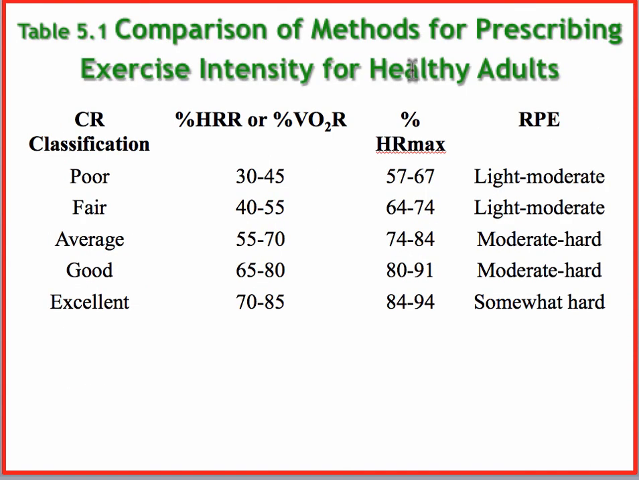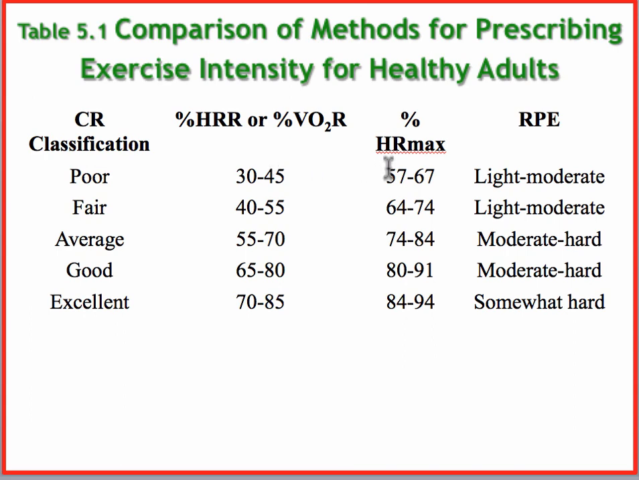And so this just shows you for healthy adults, very generally, where to start their exercise. And so here's a cardiorespiratory classification: poor, fair, average, good, excellent. If you want to improve their cardiorespiratory fitness, then you're going to have someone who has excellent cardiorespiratory fitness exercising more towards 70 to 85% of their heart rate reserve or VO2 reserve, versus someone who has poor cardiorespiratory fitness more towards 30 to 45% of their heart rate reserve.